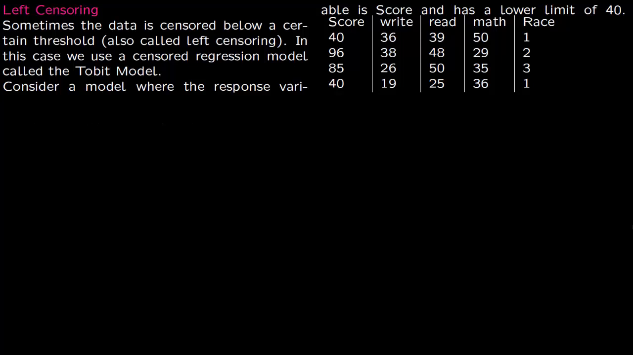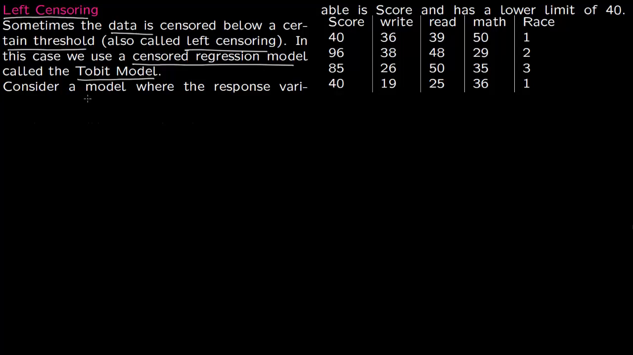In this lecture, we talk about left censoring. Sometimes the data is censored below a certain threshold. This is called left censoring. In this case, you do not use the standard linear regression, but you use a censored regression model, and this model is called the Tobit model.